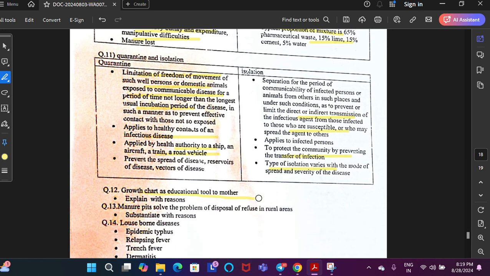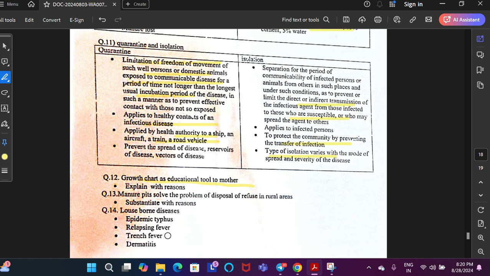What is a growth chart as an educational tool to the mother? Explain with reasons what a growth chart is. And, do manure pits solve the problem of disposal of refuse in rural areas? Substantiate with your answers.